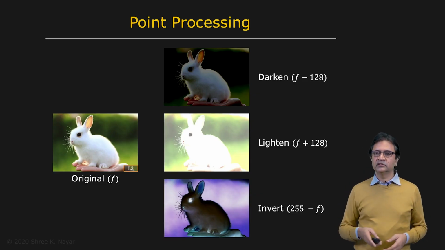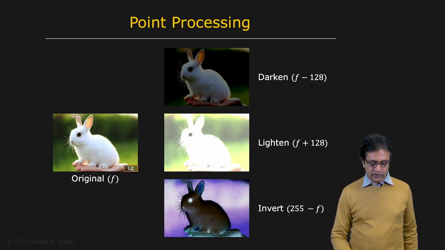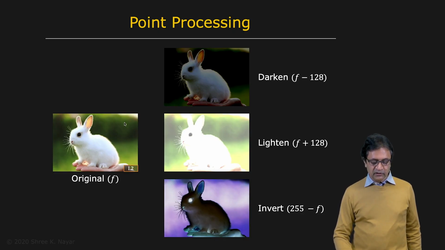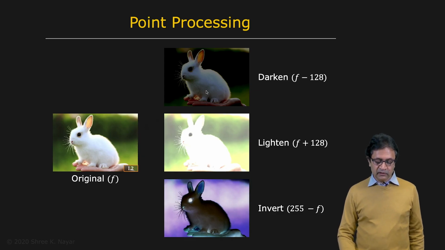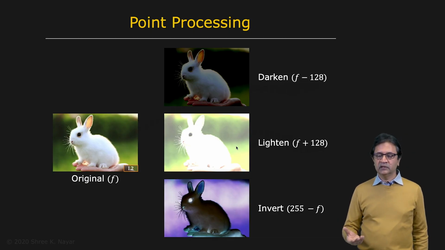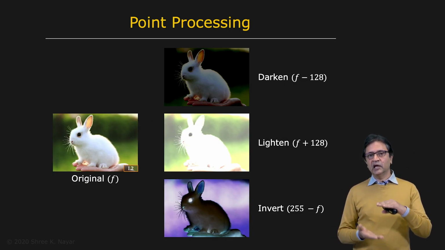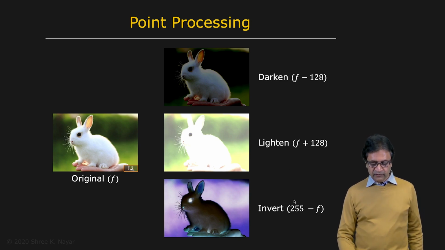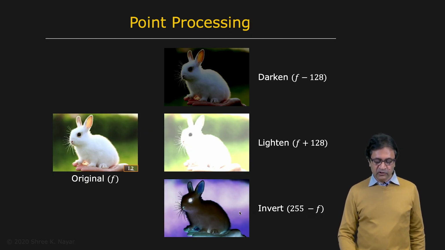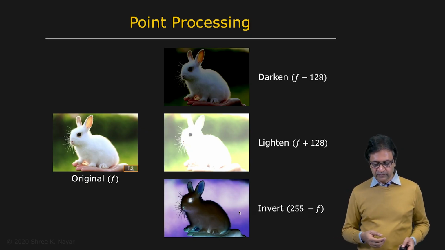So here are simple things that you can do with point processing or pixel processing. Let's use the example of a color image. This is your original image here. If you wish to darken it, you can subtract some number from each one of the three channels. You get this. If you wish to lighten it, you can add some number to each channel and you would get this. Or you could invert it. Let's say the image is an 8-bit image in each one of its three channels. You can invert it by taking 255 minus the current value. So you would get something like a negative of the image.